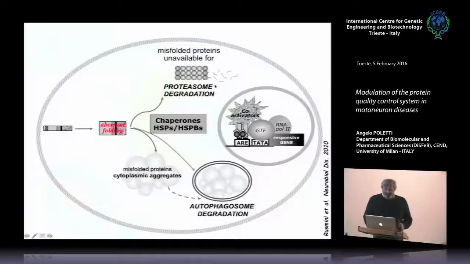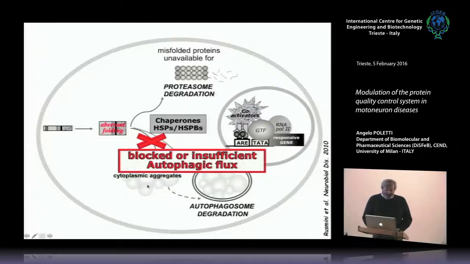autophagy flux blockage. So in summary, for this first part, we have this complex situation in which we have the chaperones, we have the degradative system, the proteasome seems to be active, and the problem seems to be located in some way at the level of the capability of the cells to remove the aggregates via autophagy, and this causes an insufficiency or a blockage in the autophagy flux.